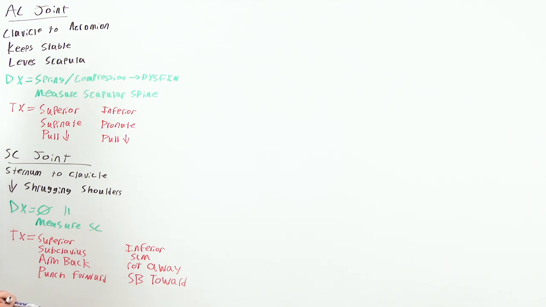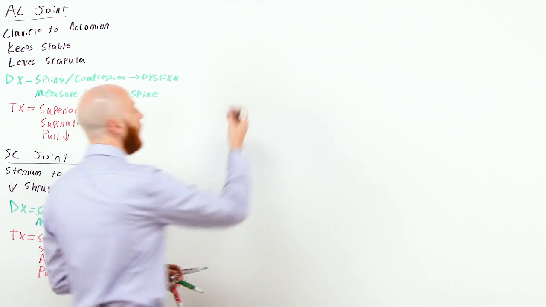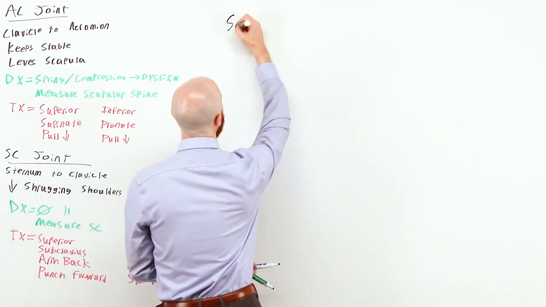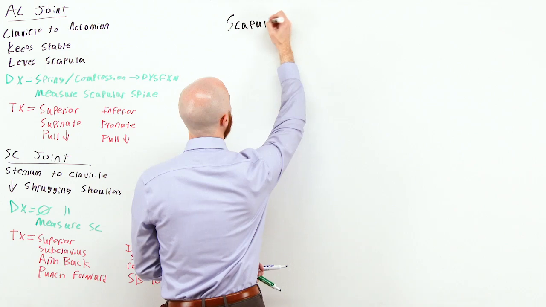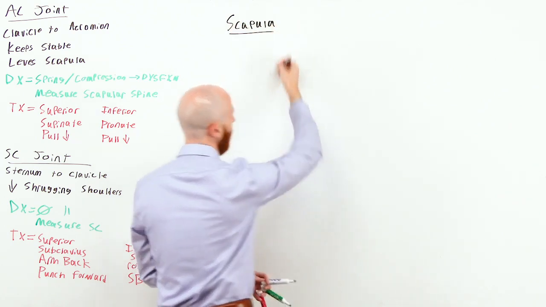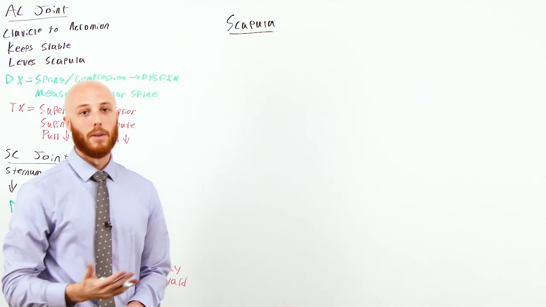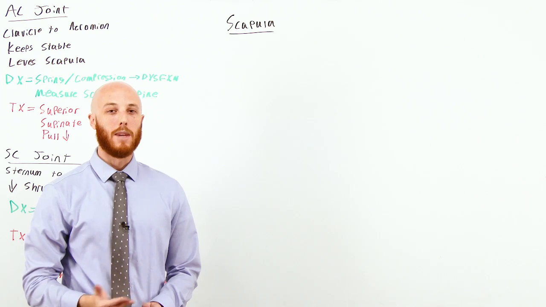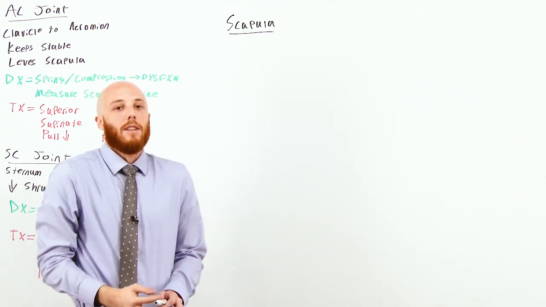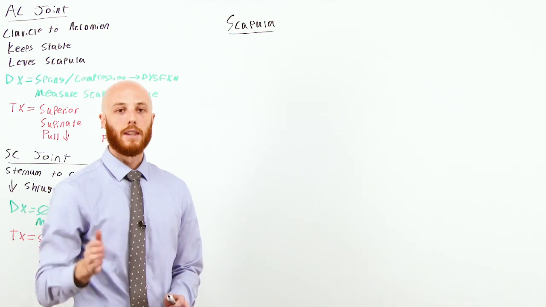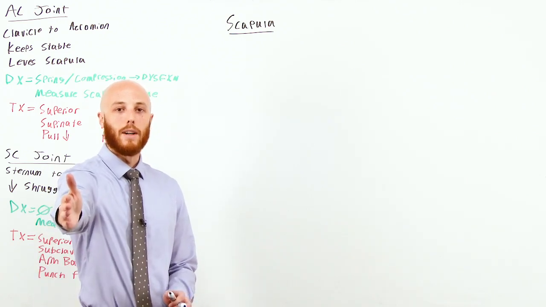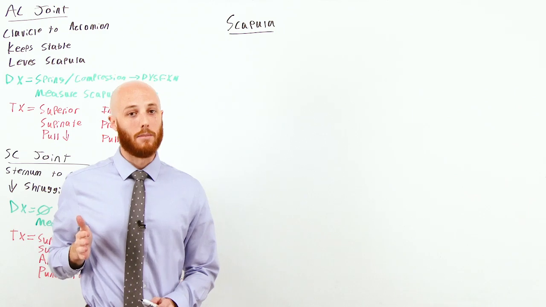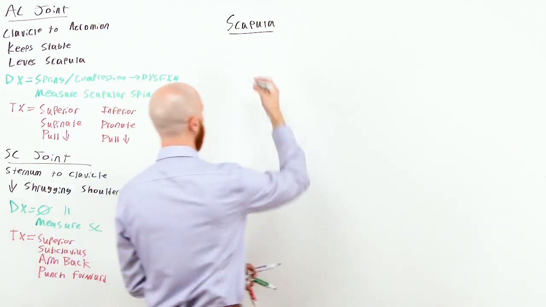The next part of this lecture, we're going to talk about the scapula. The scapula is the massive bone on the posterior side of your shoulder region. Scapula can move in many different directions. It can elevate, it can depress, it can go into protraction moving forward, it can come into retraction when moving backward. So really it just moves everywhere.